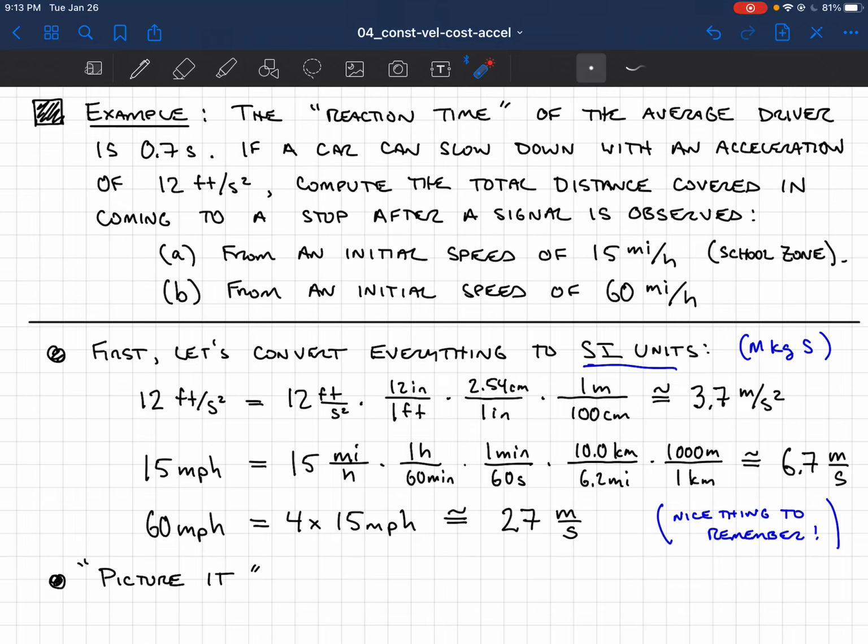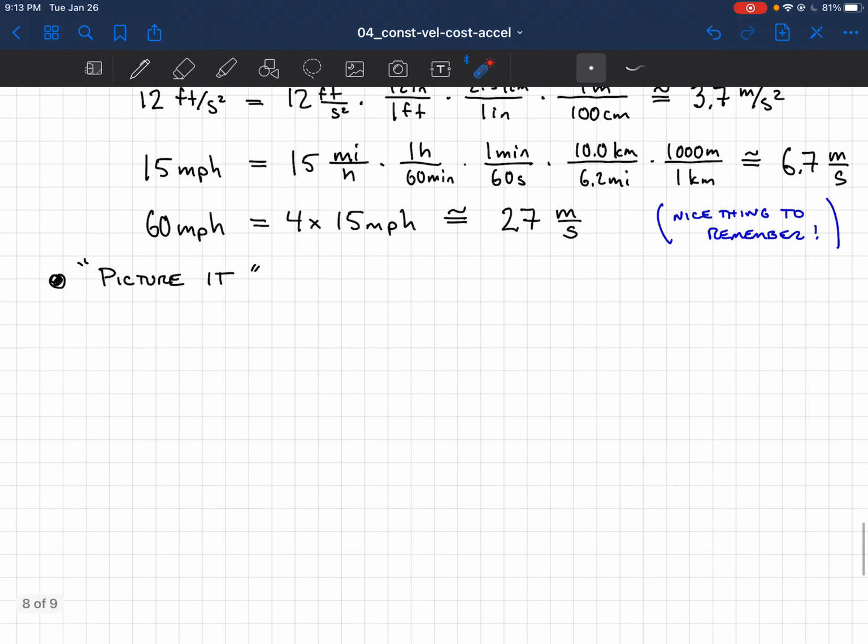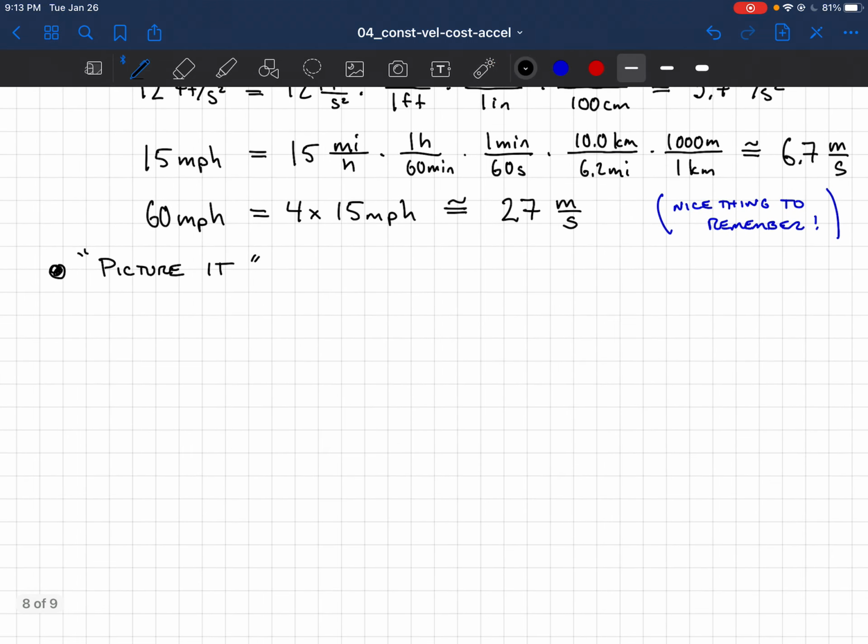Okay, so let's try and solve the problem using the method that we had before. Remember, the first step is to try and draw something. So we try and picture it. What is happening here? Well, we have a car, and it starts out at some moment here. And what is it doing? Well, it's driving with some constant velocity.